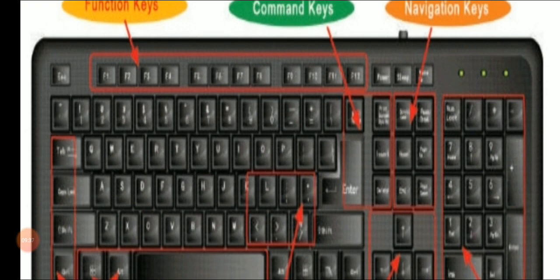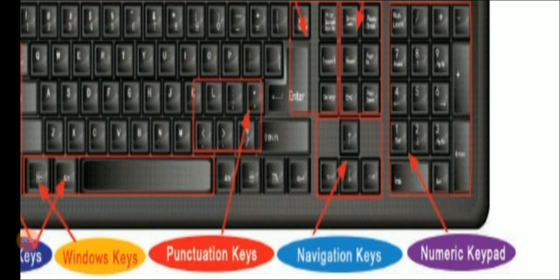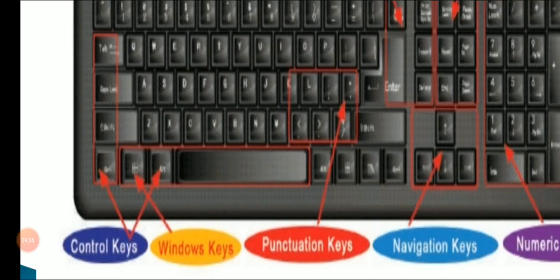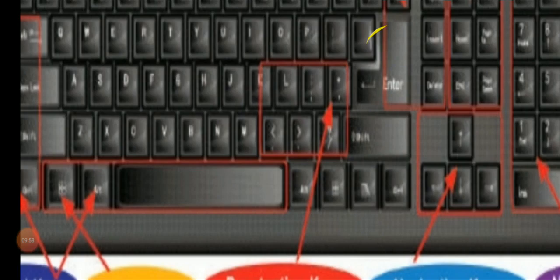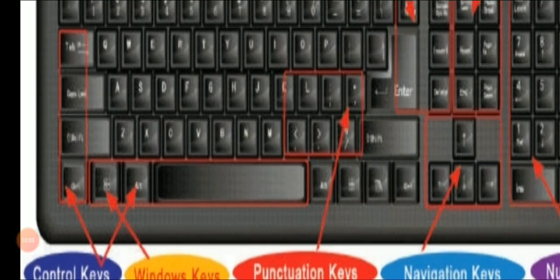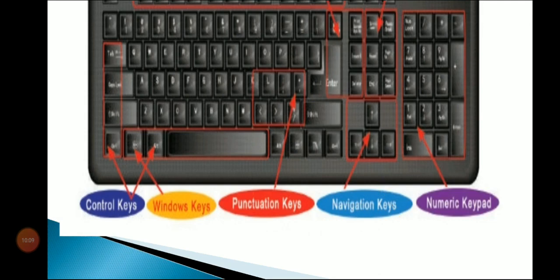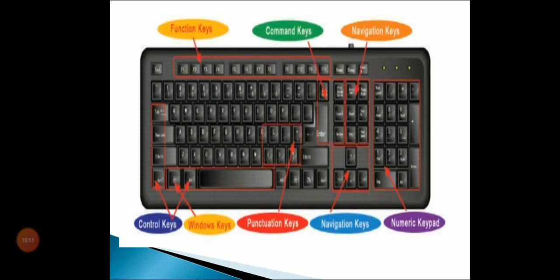Next is your navigation keys. Navigation means movement: page up, page down, home, and these arrow keys. With these we also move the cursor, so these are also navigation keys. On the right side of your keyboard, we have the numeric keypad, and here are the punctuation keys, such as comma and semicolon. The Windows key we are all aware of, and these control and alt keys are control keys. Now we will look at all these keys one by one.